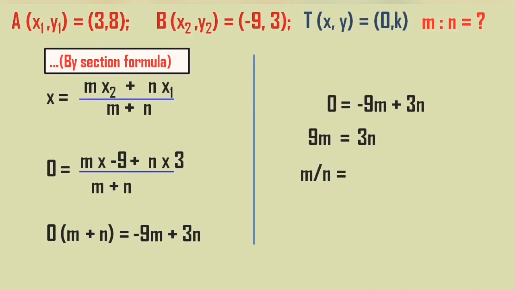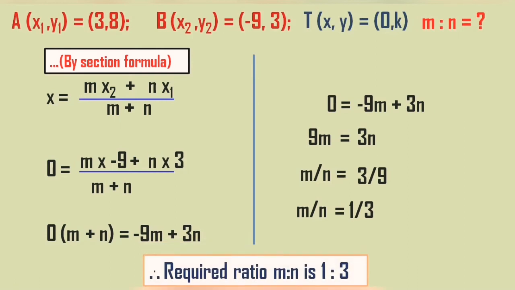So the n from the right hand side will be moved to the other side of the equality, that goes in division, and at the same time 9, which is in multiplication with m, will be moved to the other side of the equality, and as a result we get 3 upon 9. 3 upon 9 itself is divisible by 3, so we can say my final answer will be 1 is to 3 or 1 upon 3, and hence we got the required ratio m is to n as 1 is to 3.